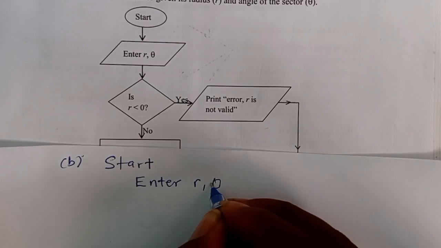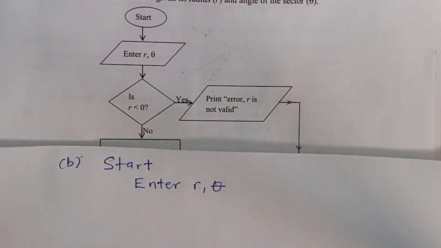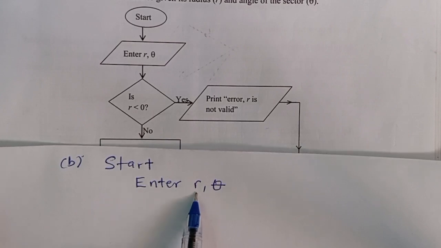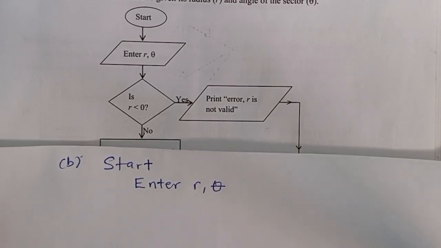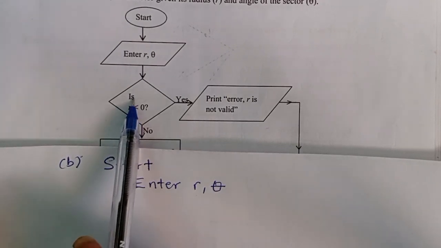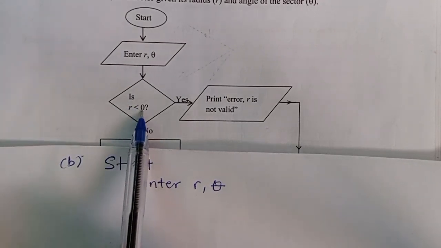Radius and theta. Okay, that's how we write the pseudocode. You don't need to write in the same line. So, start, enter radius and theta. Now we are on this stage. Is r less than 0? That's the question.